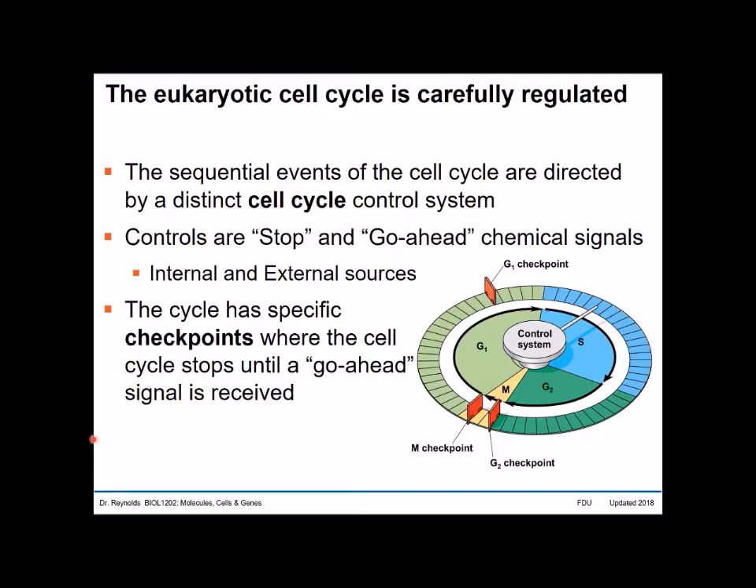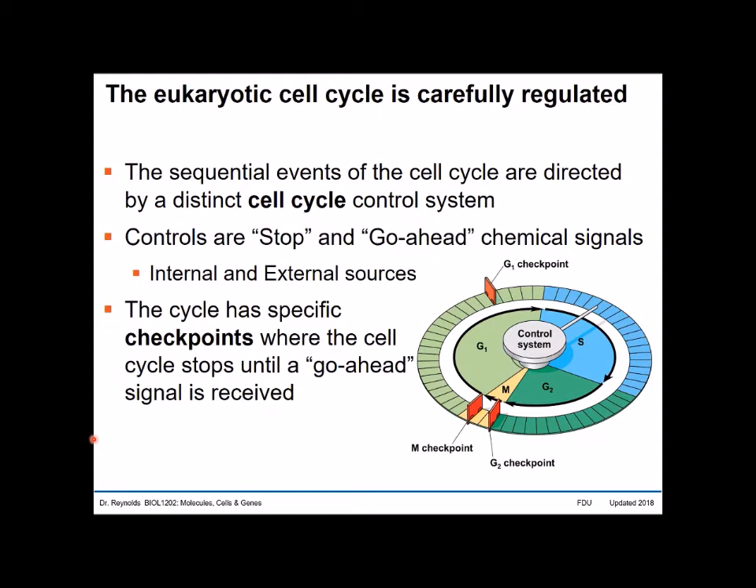The sequential events of the cell cycle are directed by a series of control steps. So these control steps are going to be times in which during the cell cycle, the cell is going to check itself. It's going to check the status of its DNA, its location, and its quality. It's going to check its external environment and its internal resources to decide whether or not it should be proceeding to the next step in this cell division cycle.